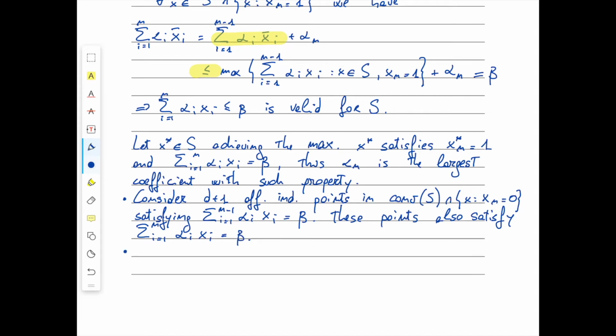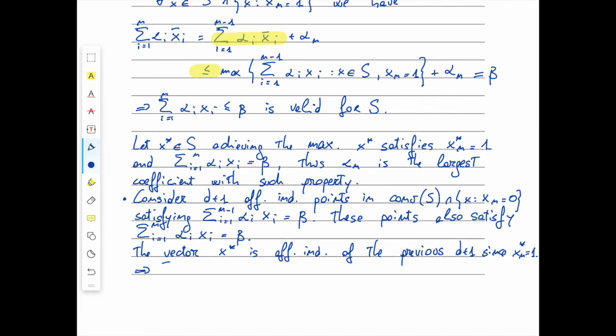Then we said we want to consider the vector x star. The vector x star is affinely independent of the previous d plus 1. And this is clear. That's because x star n equal to 1, while all the other points have xn equal to 0.